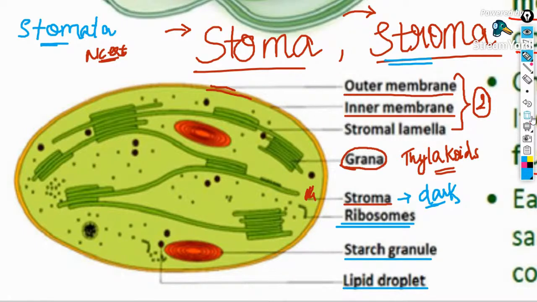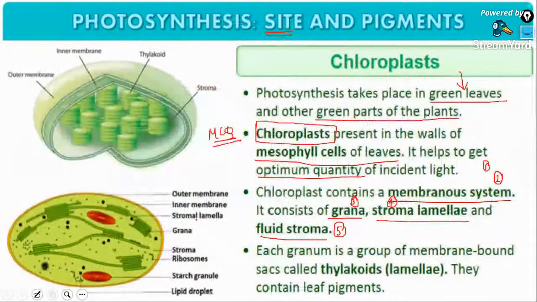Clear with it, everyone, the idea of chloroplast and its structures? So this is all about the structure. The enlarged diagram is already shown over here. So please take down the important points. The four main parts, and each granum is a group of membrane-bound sacs called thylakoids, or actually the lamellae. I told you, right, stromal lamellae is also a part of thylakoid. Yes, clear, everyone?